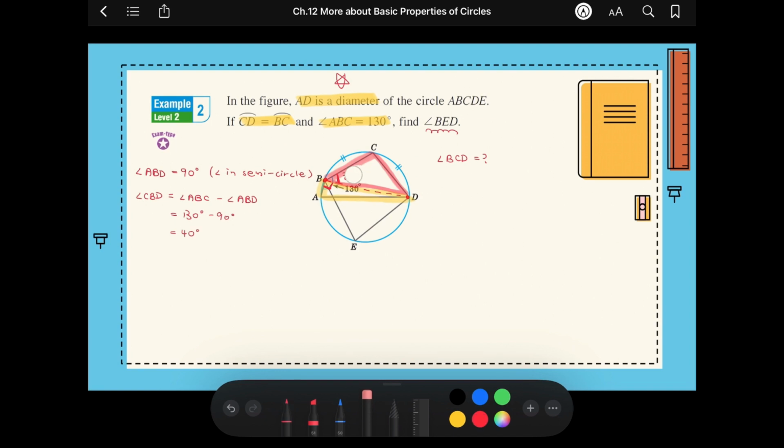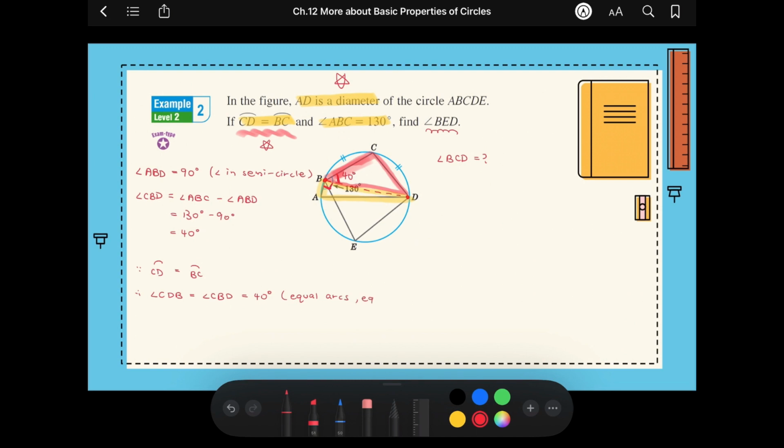Okay, so once we know that this one is 40, what should we do? So that red triangle, you now have one angle, so you want one more in order to find the third one. And then we look at the second information they provide. These two arc lengths are equal, so arc CD is equal to arc BC. So what does it tell you? So remember, equal arcs equals angles. So angle CDB is equal to angle CBD, so 40 degree, and this is actually an isosceles triangle.